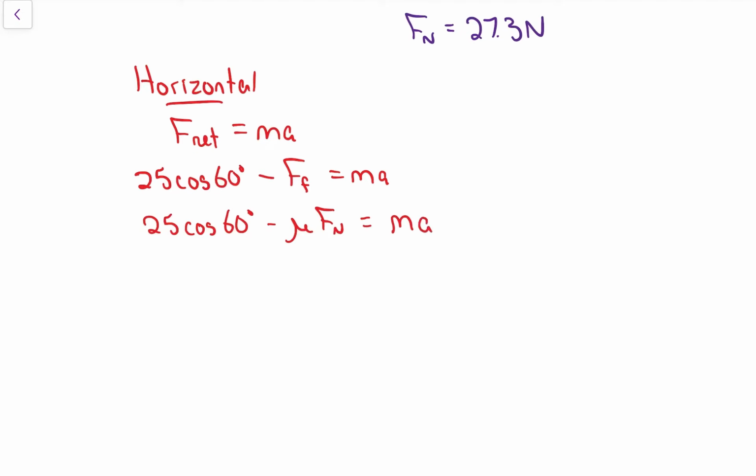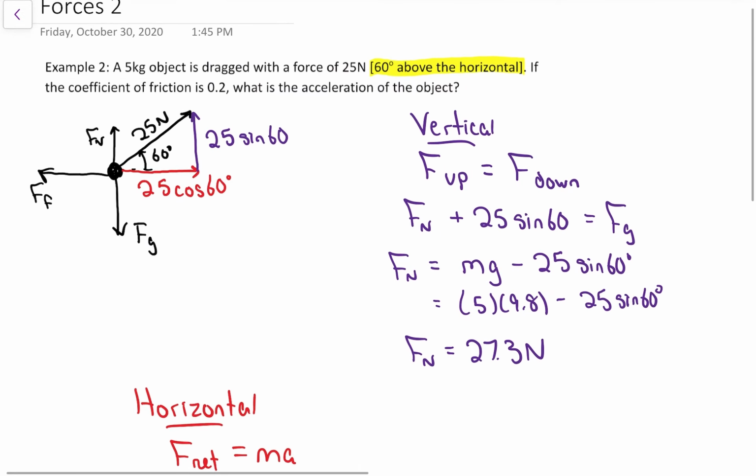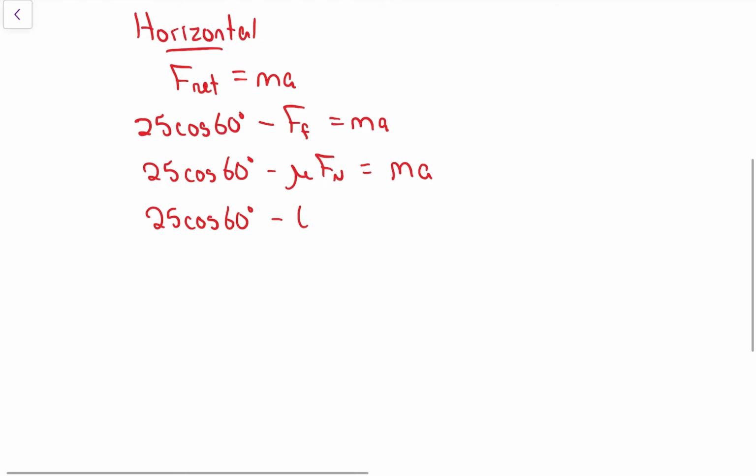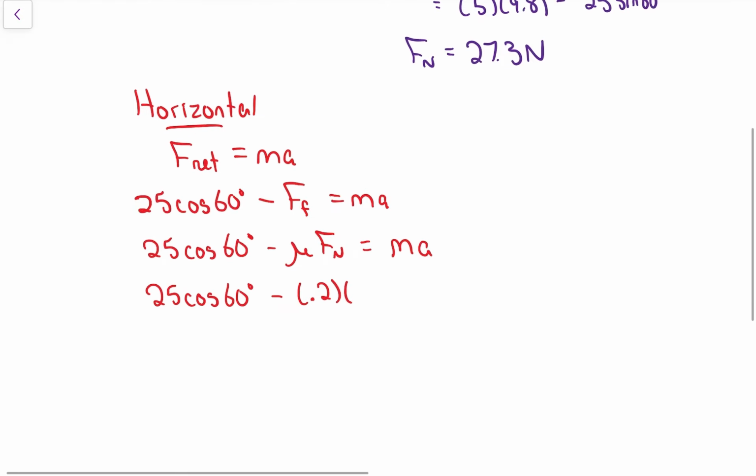At this point, I know everything but the a value. We're solving for a. So 25 cos 60, we could do the math on that. I think it ends up being 12.5. Don't know the mu. We do know the mu. Forgot which question I was doing. The mu in this case was 0.2. Yeah, the mu is 0.2. The normal, we just did the math to figure out, is 27.3. The mass was 5, and we're going to solve that for a. I'll let you double check the math. If I didn't make a mistake, I got 1.4 as the acceleration of that one.